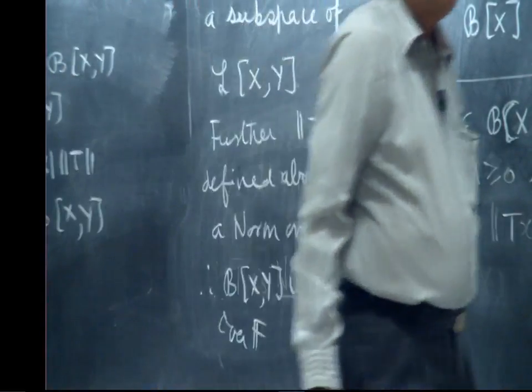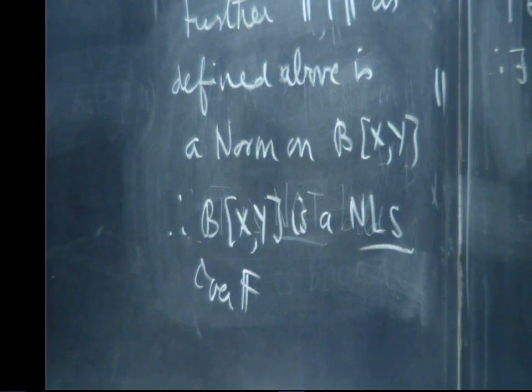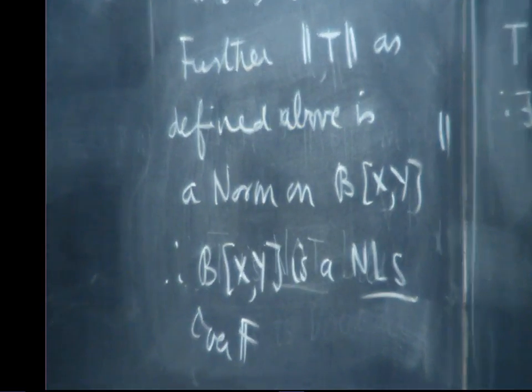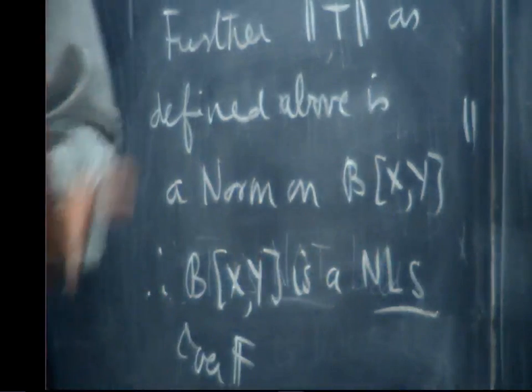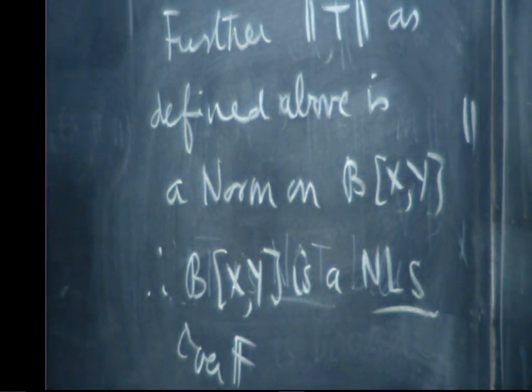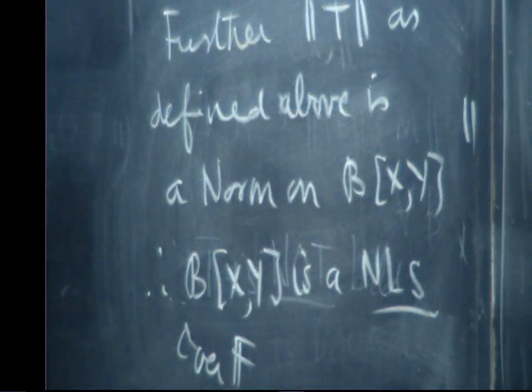So, if X and Y are normed linear spaces, the set of all bounded linear transformations from X to Y is also a normed linear space with respect to the norm which is induced by both these norms and the transformation. In defining the norm of the transformation, we invoke the norm of the domain space as well as the norm in the codomain space. So the norm of the transformation is induced by the two underlying norms. Okay. So Bxy becomes a normed linear space in its own right.